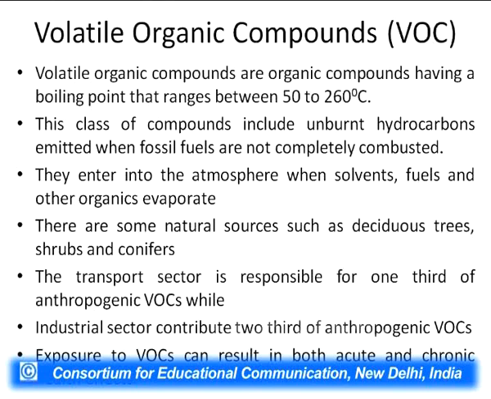Apart from the anthropogenic sources, there are some natural sources too, such as deciduous trees, shrubs, and conifers. In fact, the transport sector is responsible for 1/3 of the anthropogenic VOCs produced, and the industrial sector is responsible for 2/3 of the anthropogenic VOCs produced. Exposure to VOCs can be very, very harmful. It can cause both acute and chronic health effects.